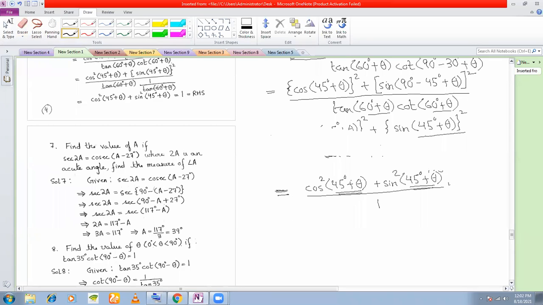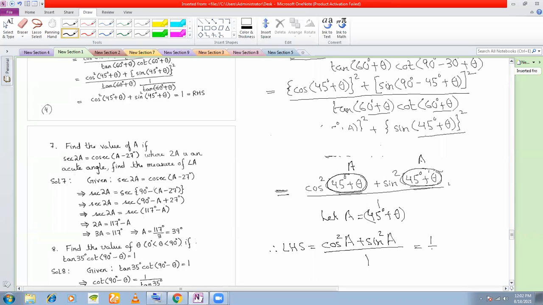If I consider this entire angle to be A, then this angle is also A. Let A be equal to 45 degree plus theta. Right? Therefore, what does this become? Left hand side becomes cos square A plus sine square A divided by 1. Now is it clear? Yes, sir. So it was the angle.